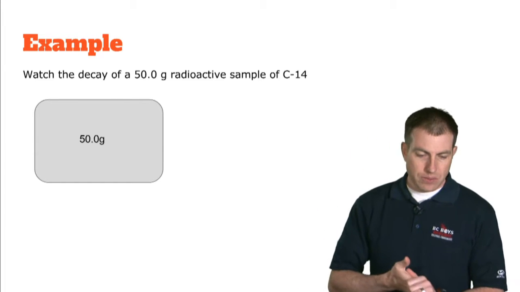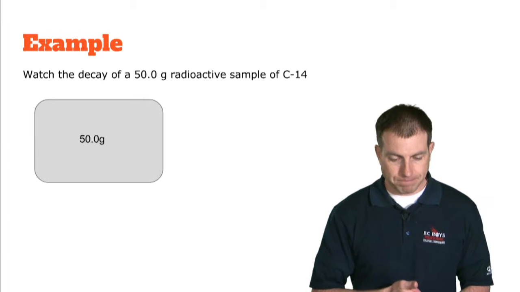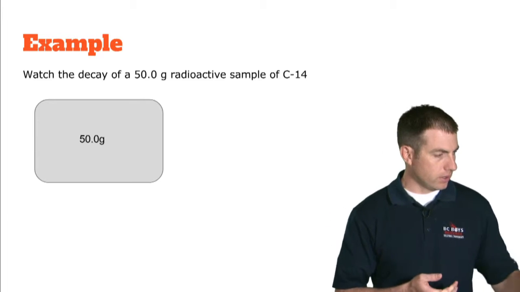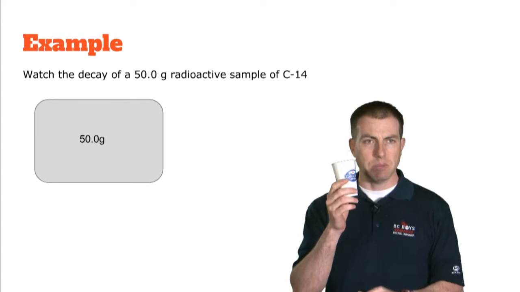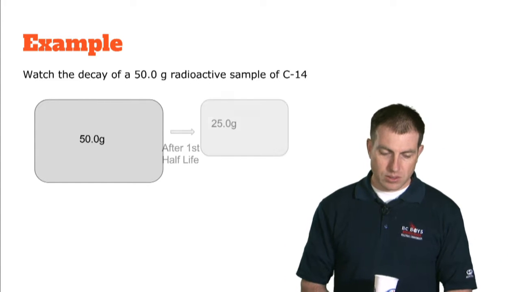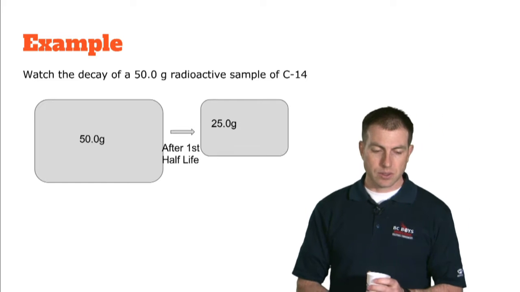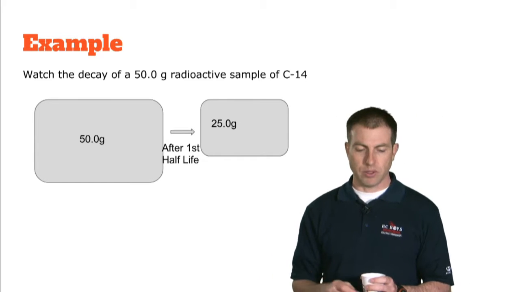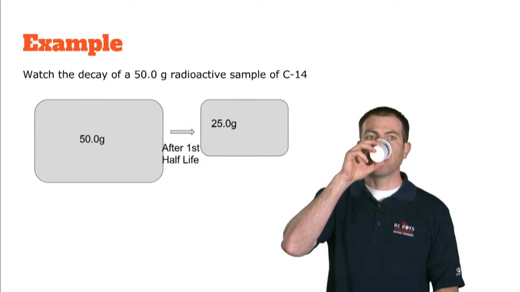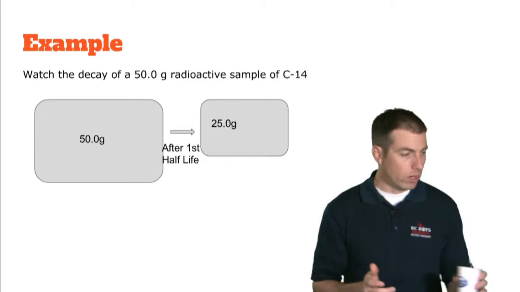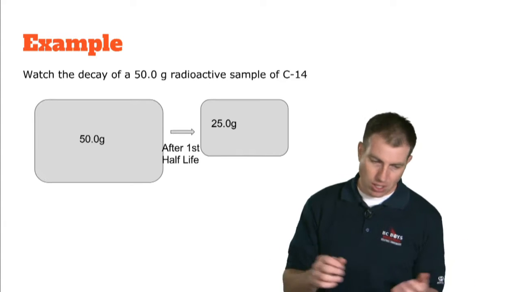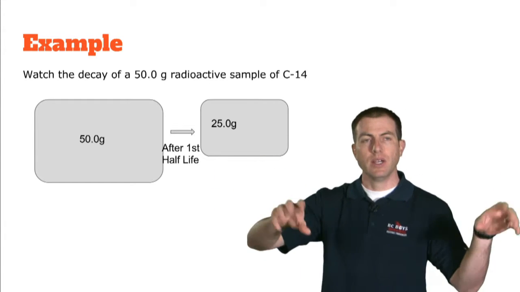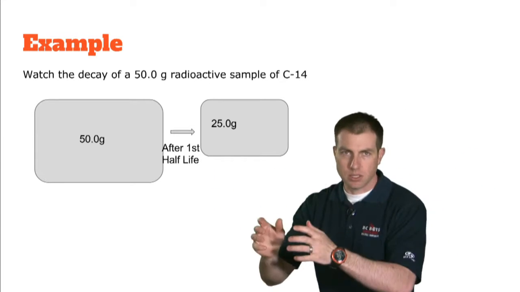All right, so let's say we had 50 grams of carbon-14. Pretend it's in this cup again. I have my carbon-14, it's in here, 50 grams of it. If I waited 5,730 years, I'd have 25 grams left. What happened to the other 25 grams? It's nitrogen now. It doesn't just disappear, it's changed from carbon into nitrogen.